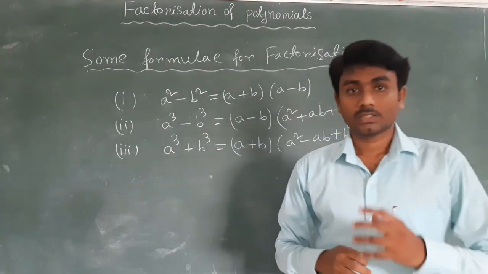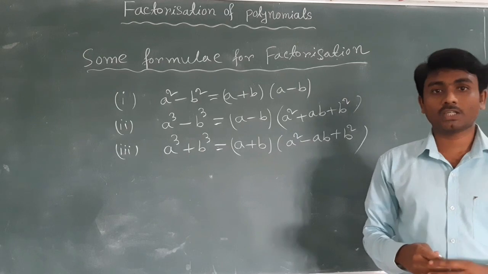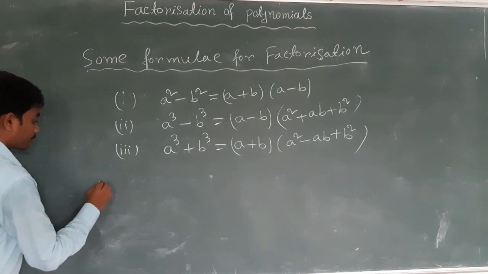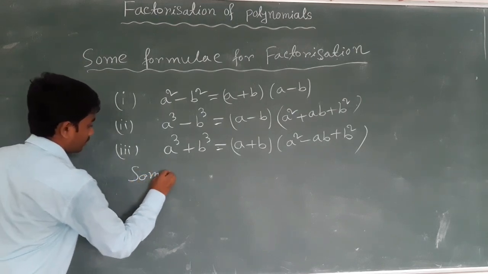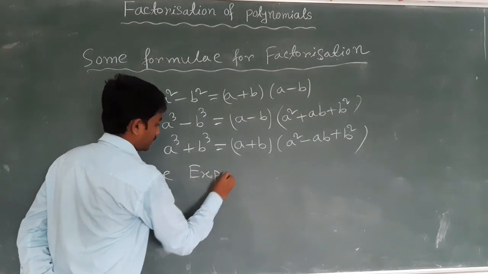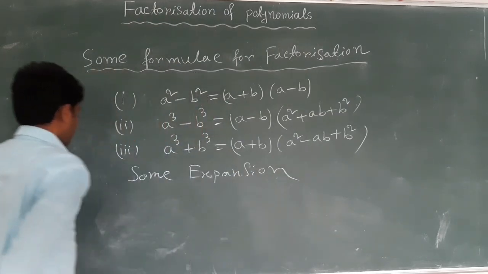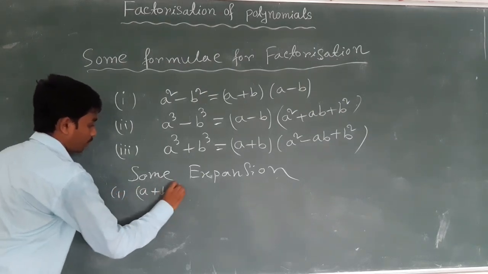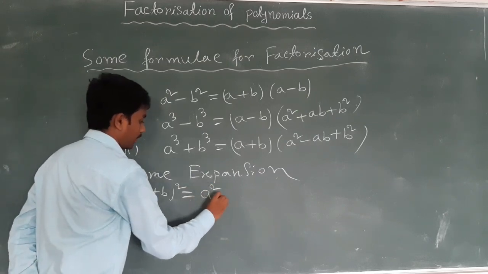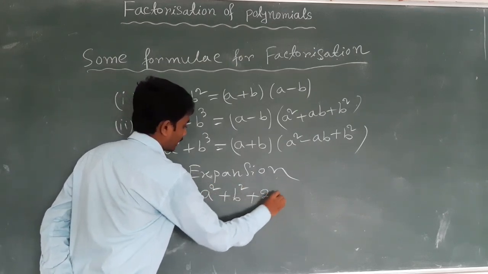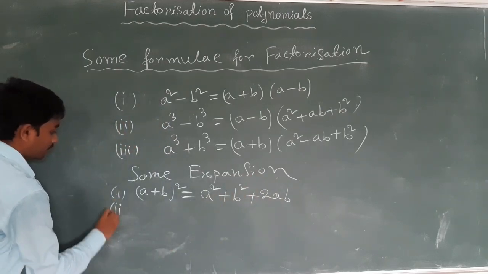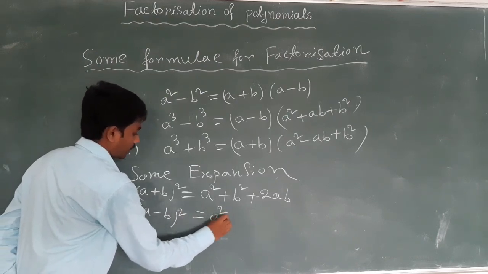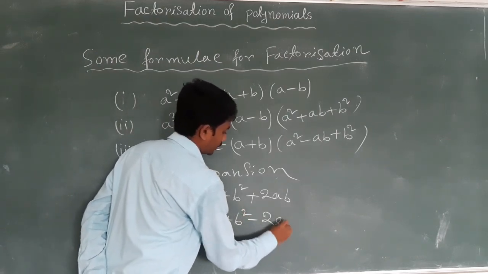Also we remember some expansions which help when we factorize a given polynomial. First one, a plus b whole square is equal to a square plus b square plus 2ab. Second one, a minus b whole square is equal to a square plus b square minus 2ab.